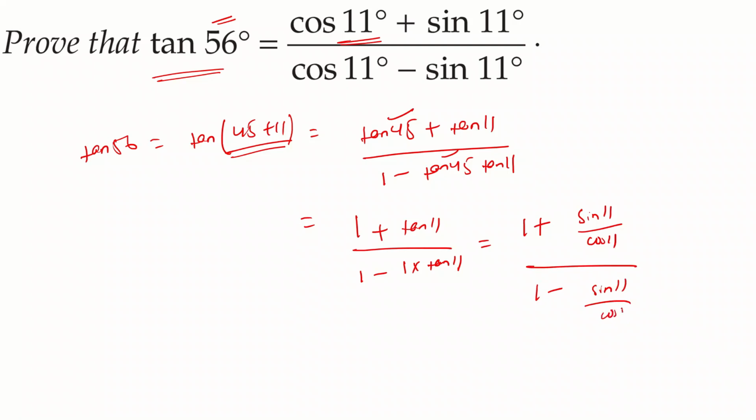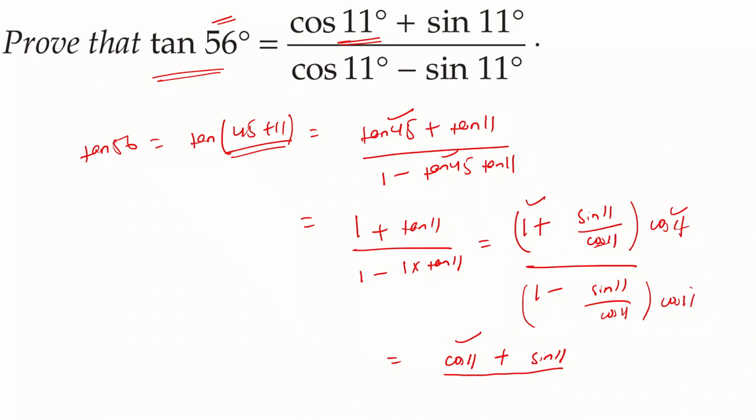Sine 11 by cos 11, and then you multiply the numerator and the denominator with cos 11. So 1 times cos 11 is cos 11 plus sine 11. So you just multiply this entire thing with cos 11. So cos 11 times 1 is cos 11, and here cos 11 gets cancelled and you're left with sine 11. Similarly, if you multiply in the denominator as well, then cos 11 into 1 is cos 11 and minus cos 11 gets cancelled out, sine 11, and this is what is to be proved.